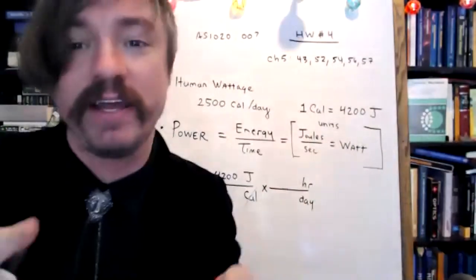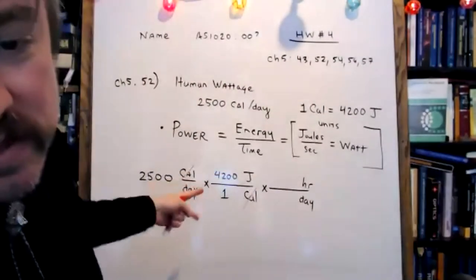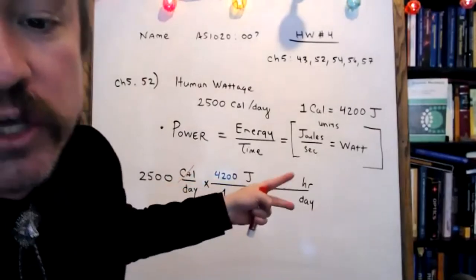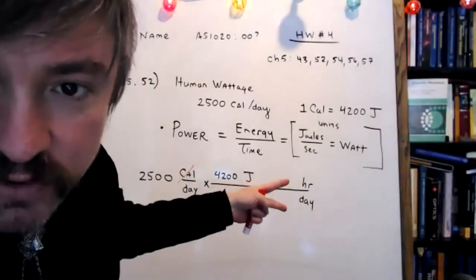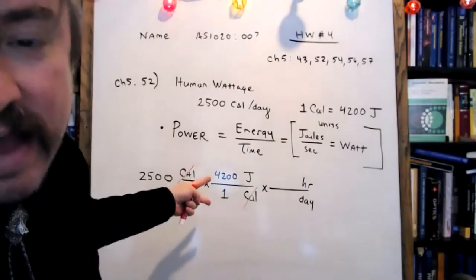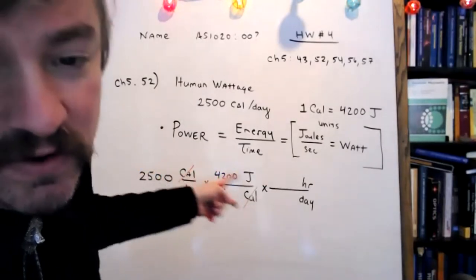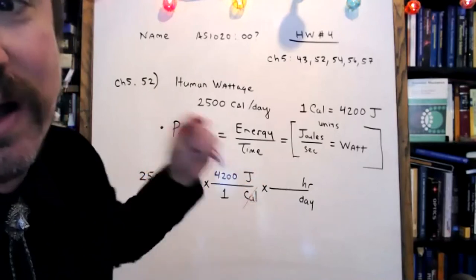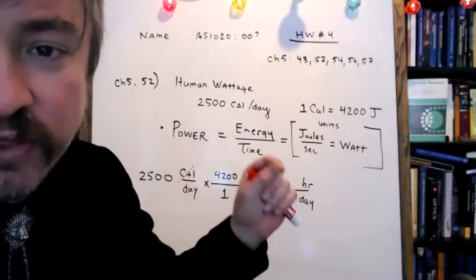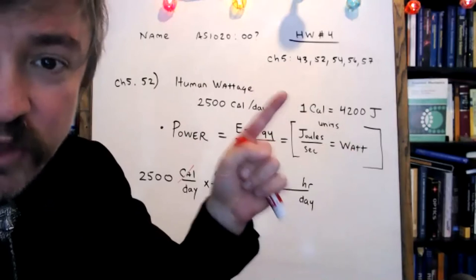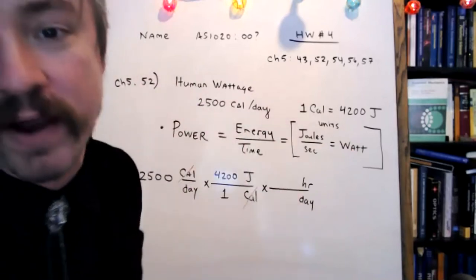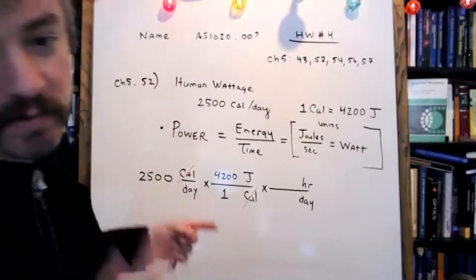Stop. You're thinking like a bad person right now. A bad person tries to deal with numbers. A good person tries to deal with units. Stop being a bad guy, Mateus. Stop trying to talk to me about 4,200s and ones and 2,500s. I don't care about the numbers. All I care about in step three are the units. When you start thinking with units, then you start thinking with your brain.